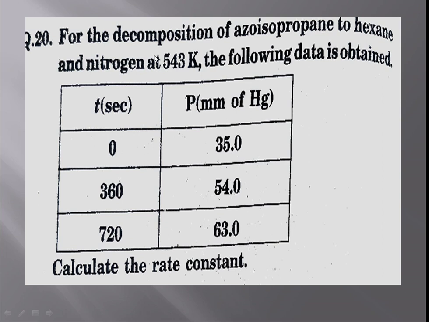Now the second problem, which is also based on this concept, is the decomposition of azoisopropane to hexane at 543 Kelvin. The following data is obtained.